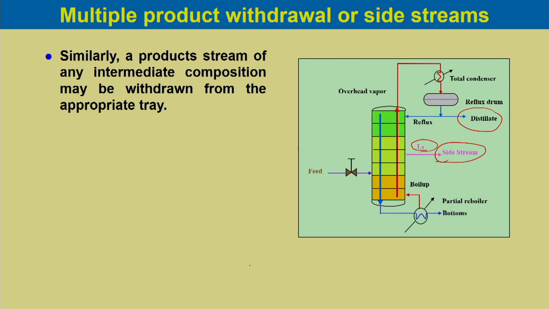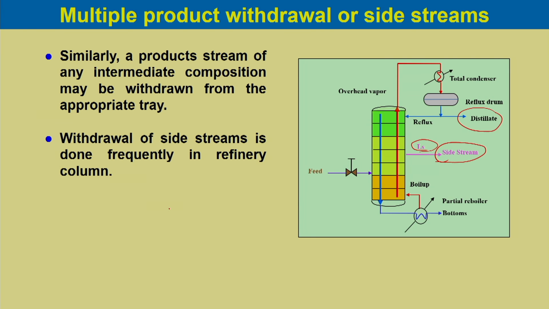Similarly, a product stream of any intermediate composition may be withdrawn from the appropriate tray. Withdrawal of side stream is done frequently in refinery columns, because you need different cuts or different compositions for the refinery products. So, that is a usual practice. In a refinery, they frequently take different cuts from the distillation column.